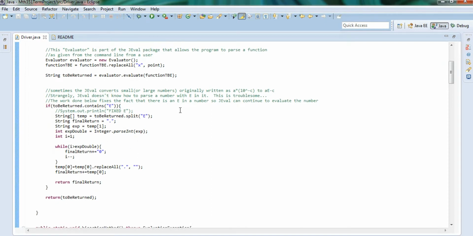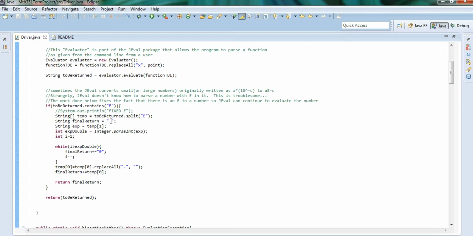That's because JEval, the parsing package I'm using, likes to stick an E inside of the string, but strangely, it doesn't know how to handle it. The E is like if you were to write 4 times 10 to the negative 12, it would be written as 4E negative 12. If you try and fix it by just writing it as 4 times POW 10 negative 12, it just slaps an E back in there.